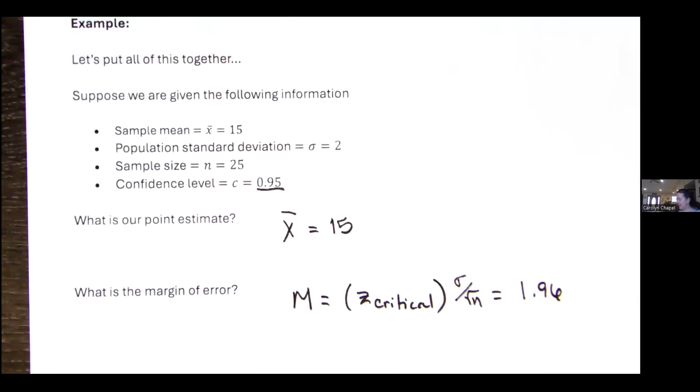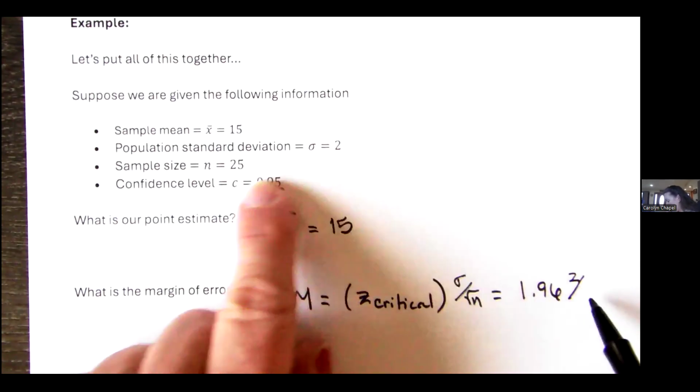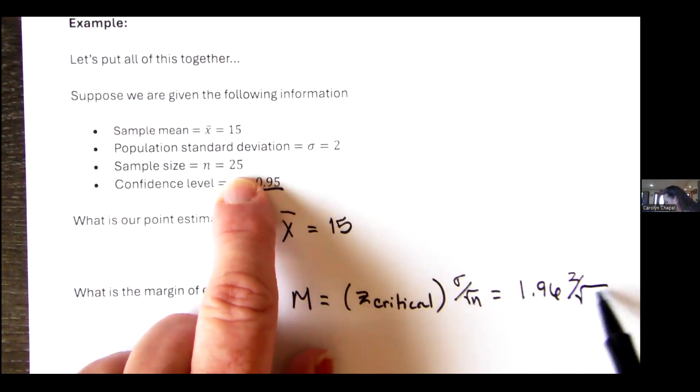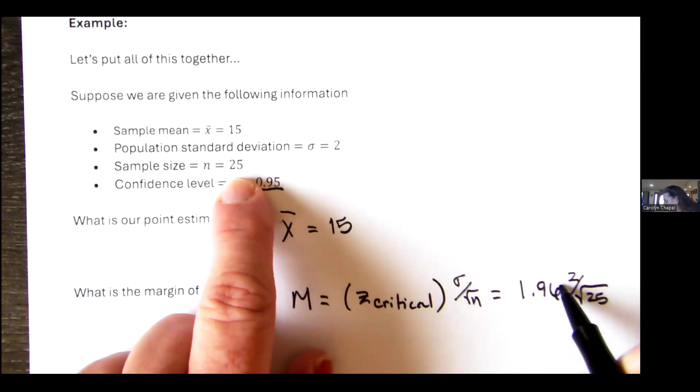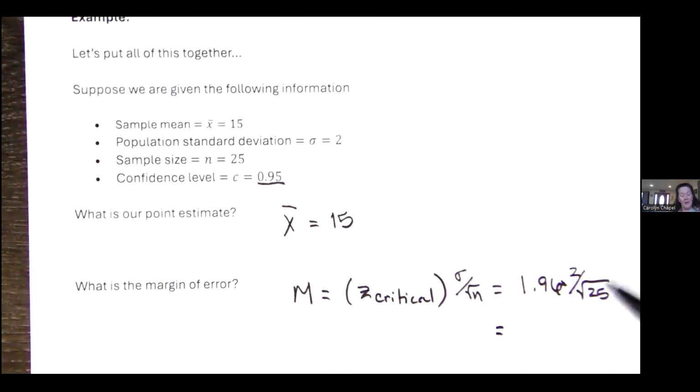My standard deviation was given in the situation, so that's my 2 over my square root of 25. This is multiplication going on between these two pieces. So first thing I'm going to do though is my division. So I'm going to take 2 divided by that square root of 25. So 2 divided by 5. And then I'm going to multiply that by 1.96.